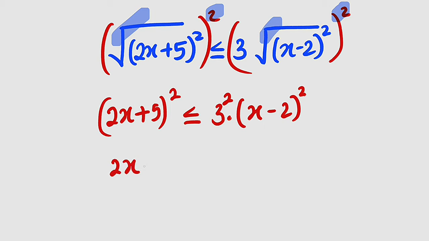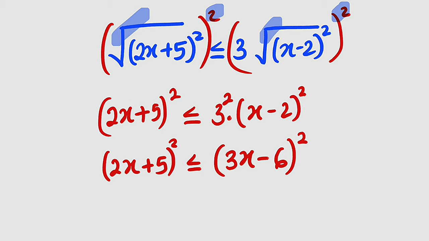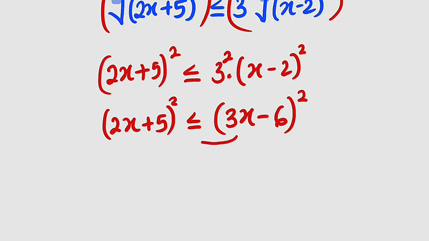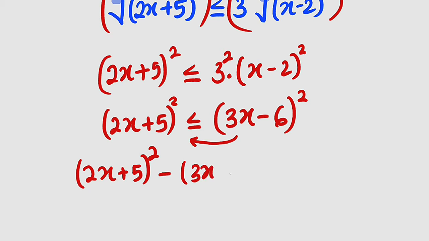So this is (2x + 5) squared less than or equal to (3x - 6) squared, since 3 multiplied by x is 3x and 3 multiplied by negative 2 is negative 6. We have just multiplied the bases and assigned them a single exponent, 2. From here, we take this to the left hand side, and it becomes negative: (2x + 5) squared minus (3x - 6) squared is less than or equal to 0.